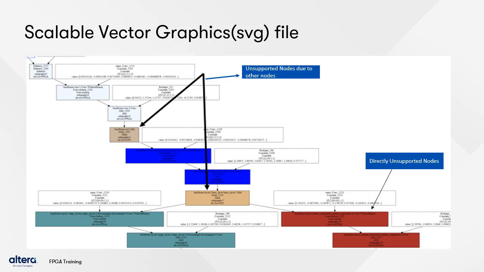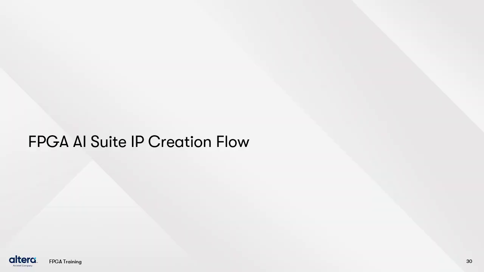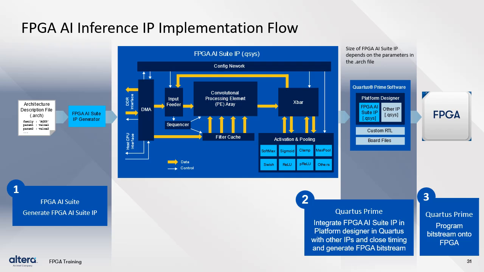Trace from any unsupported node in the original graph to find the root causes of lack of support. In this section of the training, we can learn about the IP creation flow. Here's the FPGA AI Inference IP implementation.